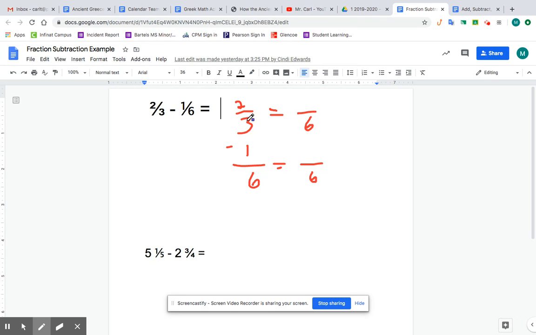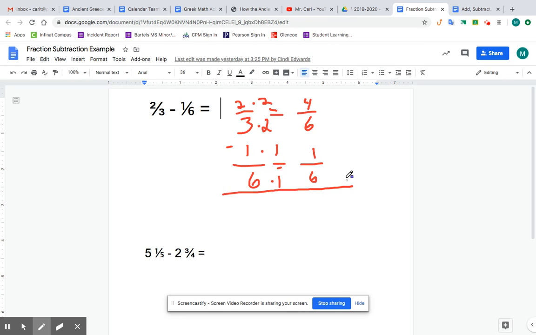Start over here. 2 times 3 gets me 6, so I'm going to multiply by 2 on top. Remember, this is our giant 1 here. 2 times 2 is 4. 6 to 6, that's 1. So multiply by 1. 1 times 1 is 1.